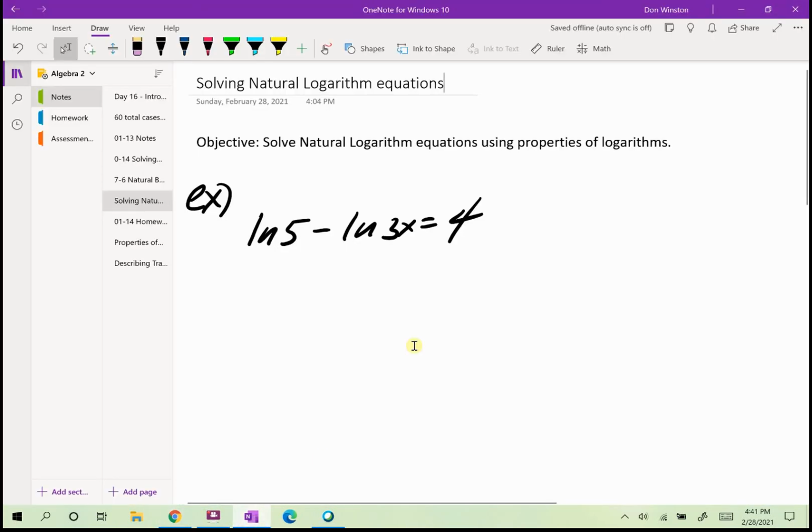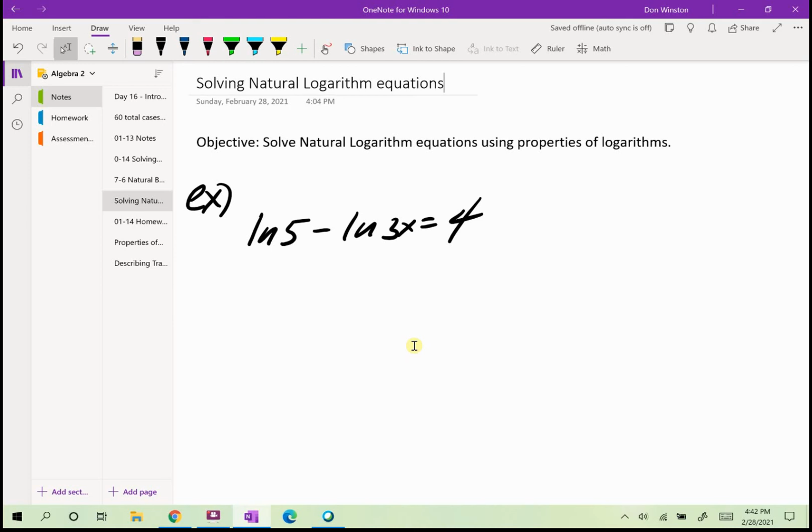Okay, the second part of today's lesson, we'll look at solving natural log equations using properties of logarithms. The properties of logarithms that we learned before apply to the natural logarithms as well. And when we solve these equations, it's helpful to compare your solution to what you could get from Desmos. I'll show you how to do that.